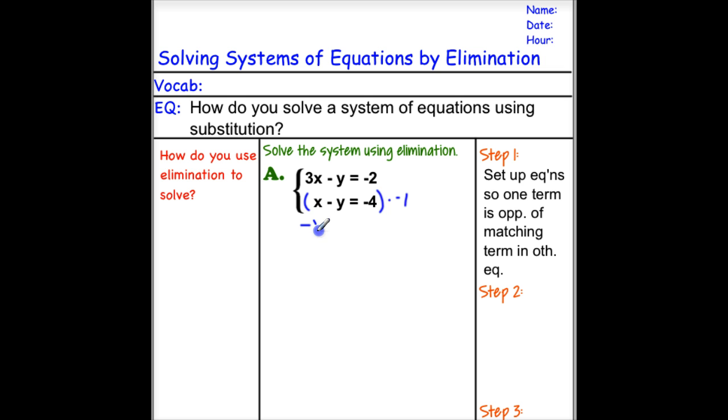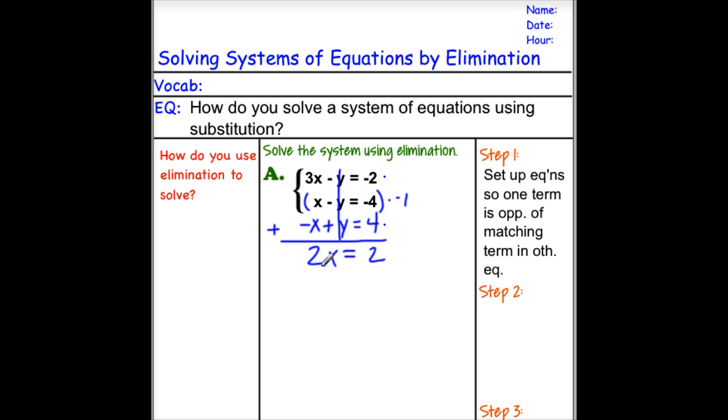negative x plus y equal to 4. And now I can take this equation and this equation and I can add them together. So I'm going to mark that I'm going to add them together. Negative 2 plus 4 is 2. Negative y plus y, those cancel out, and 3x minus x equals 2x.